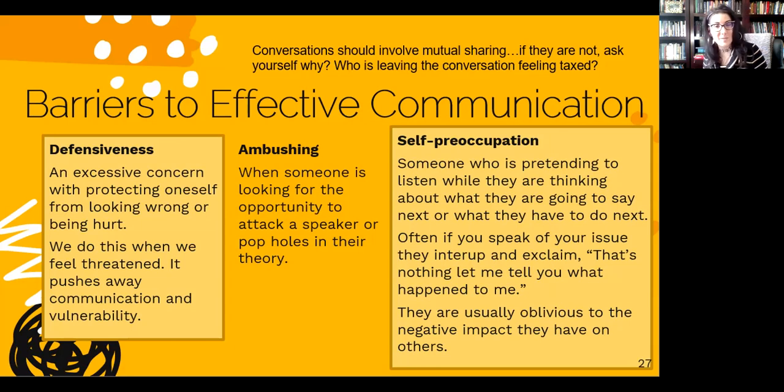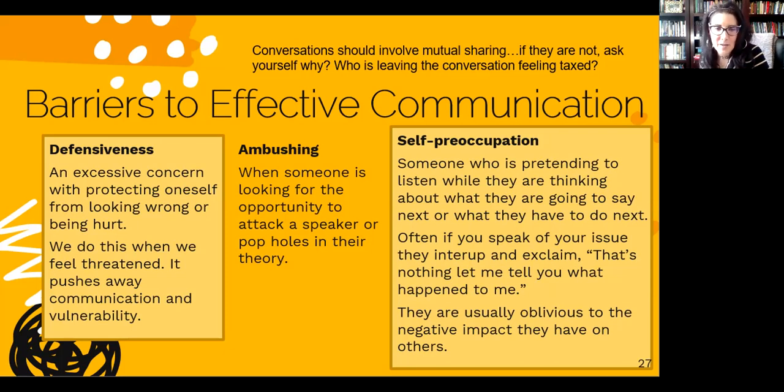Whereas if I just said something like, wow, I'm really sorry. I didn't intend to make you feel that way. What was it like when I said that for you? How did it feel for you? That's not a defensive response. That's like saying, okay, I'm not perfect and I didn't mean to do that. Help me understand more so I don't do it again.